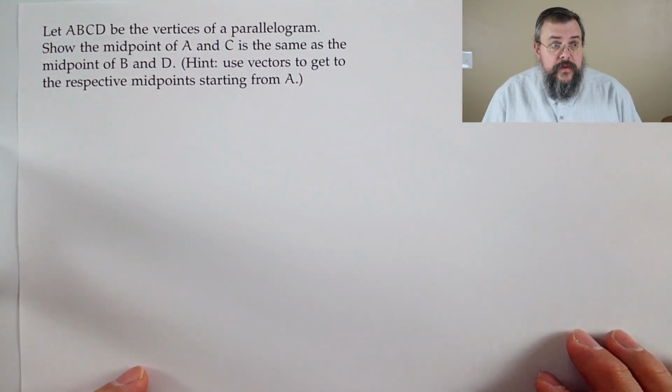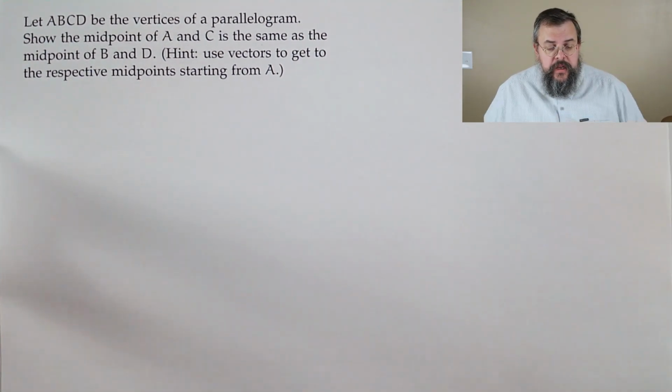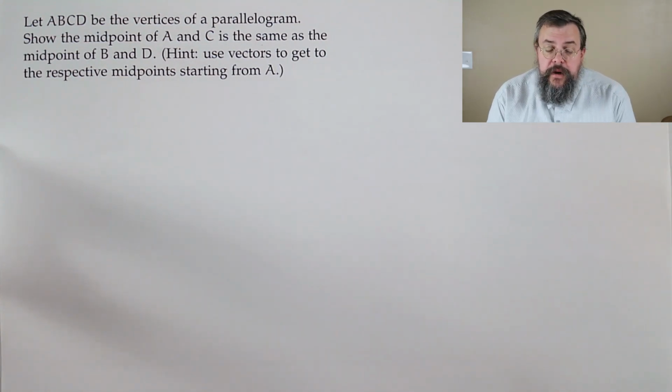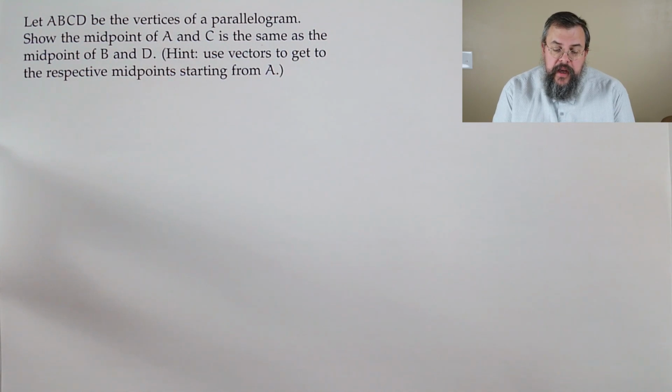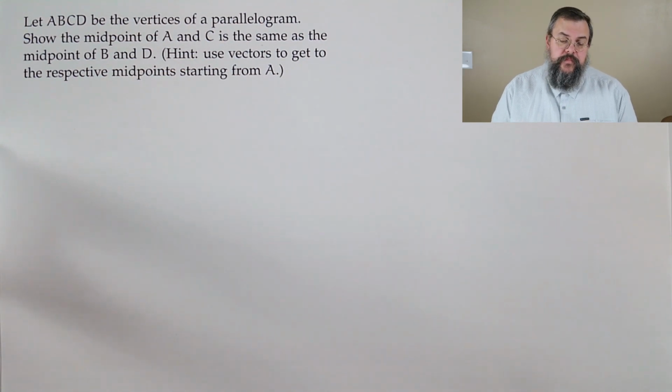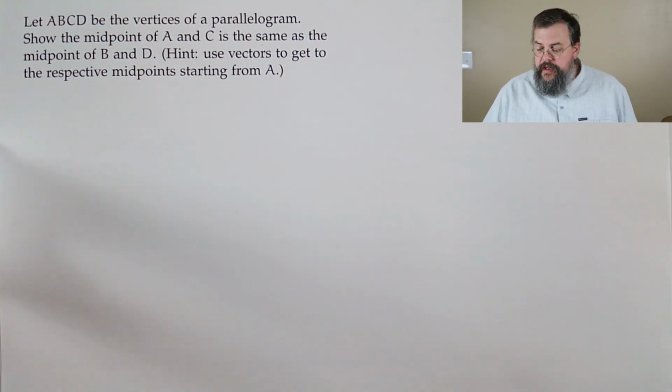Okay, well, let's try another problem. So, let A, B, C, D be the vertices of a parallelogram. Show the midpoint of A and C is the same as the midpoint of B and D. And there's a hint, which is good. Use vectors to get to the respective midpoints starting from A. So let's think about what's happening here.